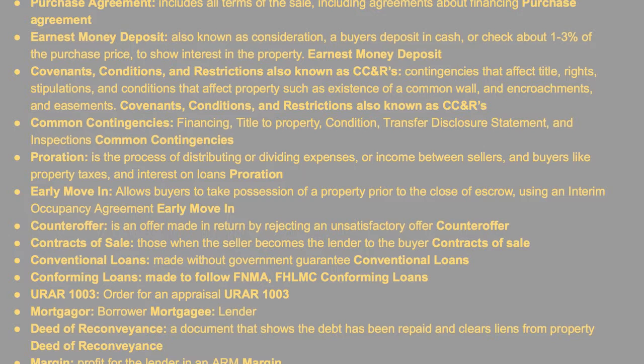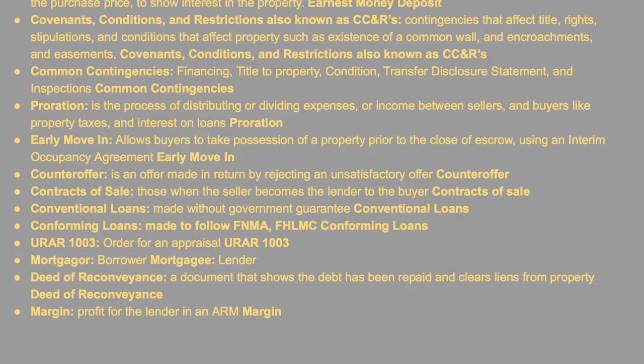URAR 1003 is an order for an appraisal. Mortgagor is the borrower. Mortgagee is the lender. Deed of Reconveyance is a document that shows that debt has been repaid and clears liens from property. Margin: the profit for the lender in an adjustable rate mortgage.